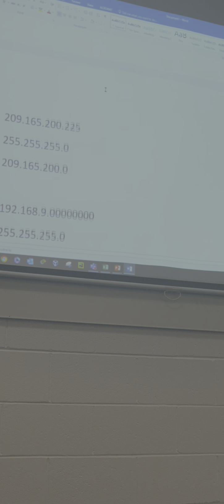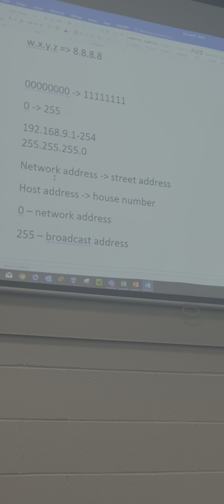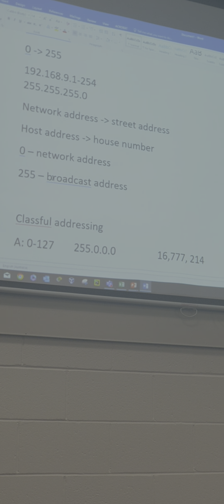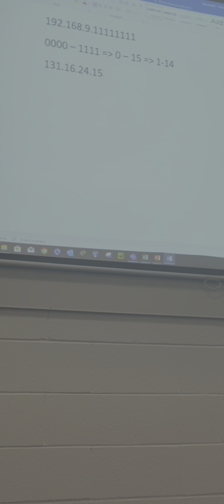But for now, my main goal is that you understand what the role of the subnet mask is. An IP address without a subnet mask is just short of meaningless. You can infer some meaning if I gave you any address. So if I gave you something like this, 131.16.24.15 for instance, you've got a whole pile of information you can infer there, right? What class is it? B. It's a class B.